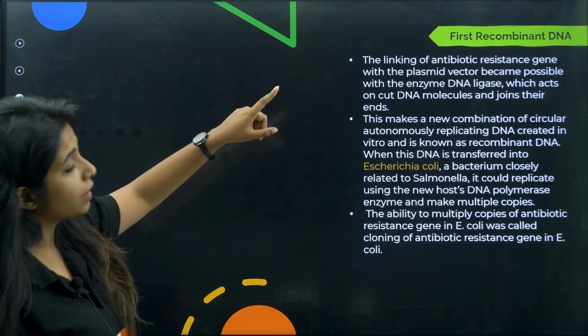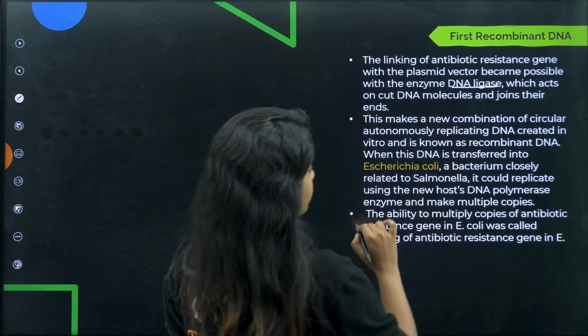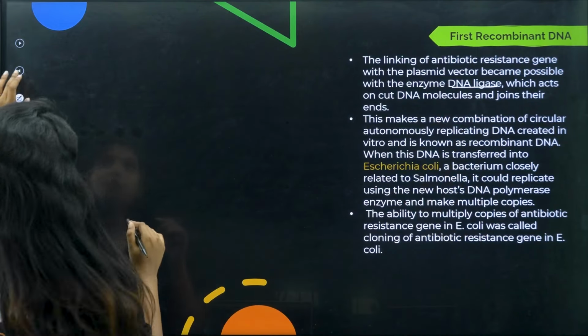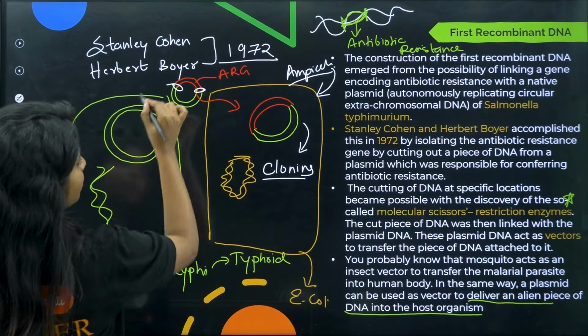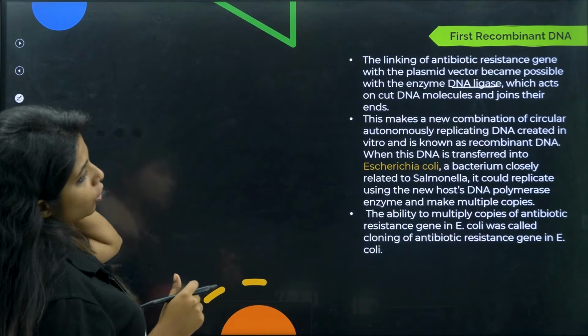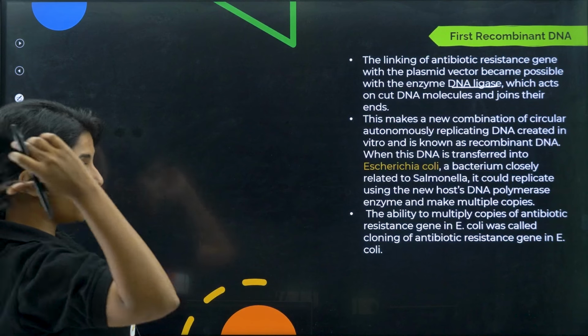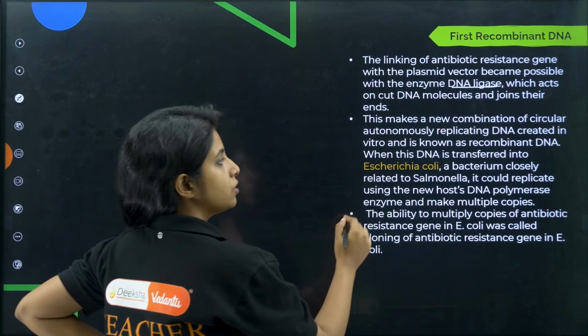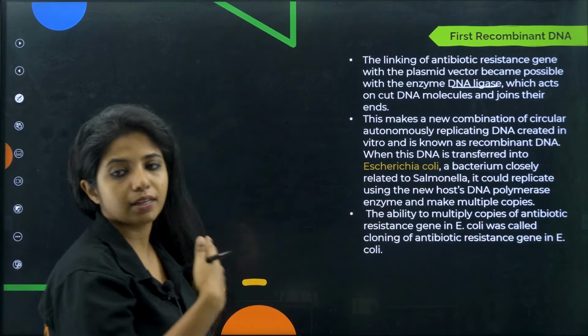Now, apart from that, DNA ligases use was also mentioned. So over here, if you want the DNA strands to come together, you need the help of DNA ligase, which would join them. Now what? This makes a new combination of circular autonomous replicated DNA. You call them recombinant DNA. When this DNA is transferred to Escherichia coli, the same thing happens. As I said, it multiplies.